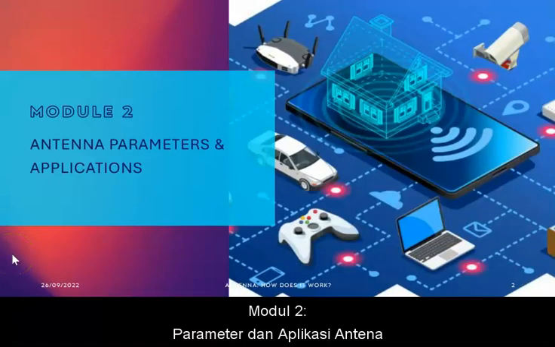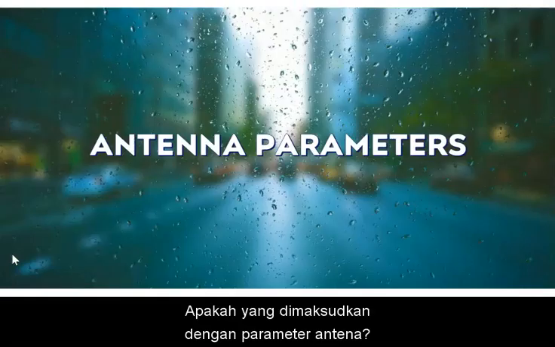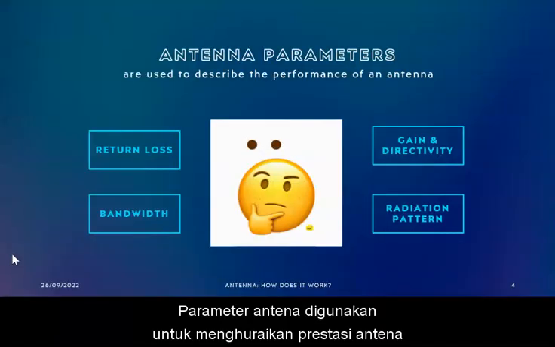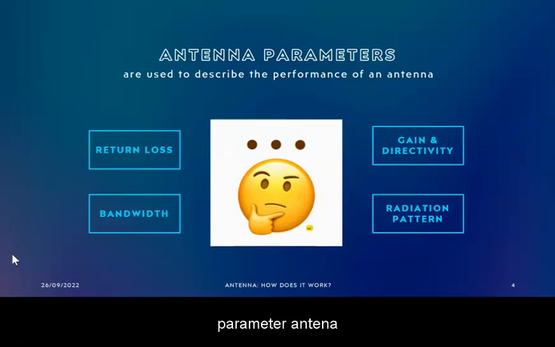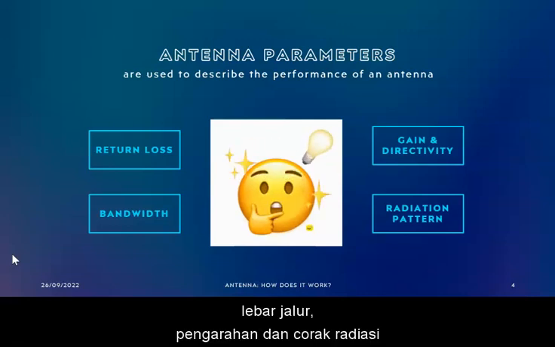Module 2, Antenna Parameters and Applications. Now, what does it mean by antenna parameters? Antenna parameters are used to describe the performance of an antenna. In this video, we are going to learn some of the antenna parameters that are very important to describe their performance. We are going to look into what is return loss, bandwidth, gain and directivity, and finally, radiation pattern.